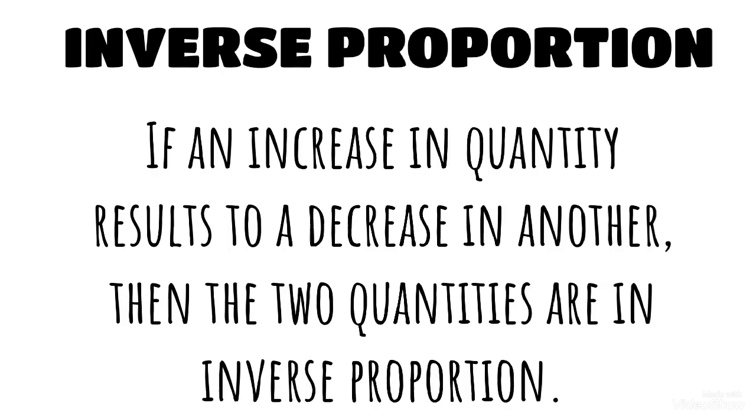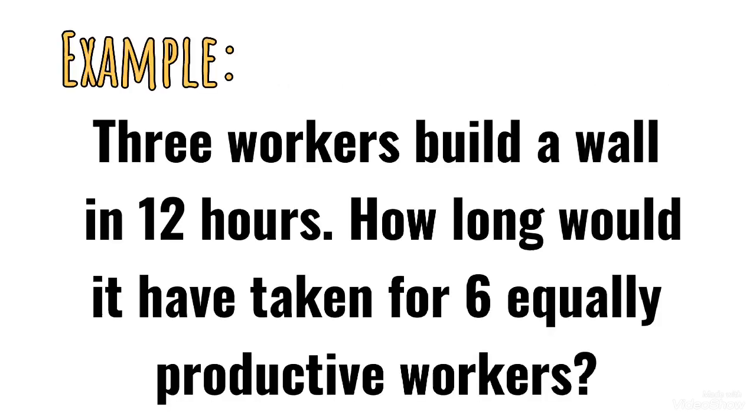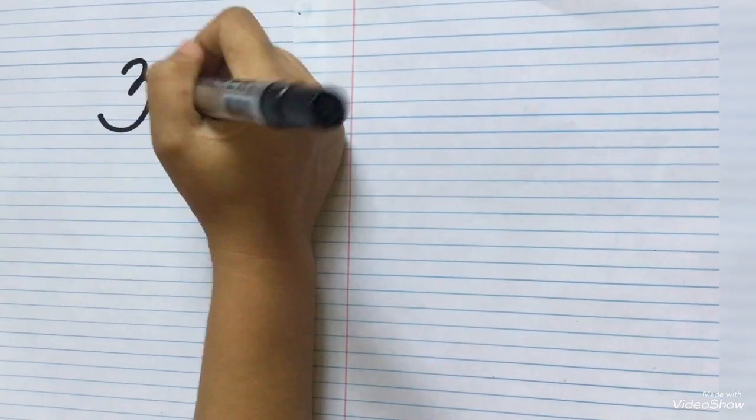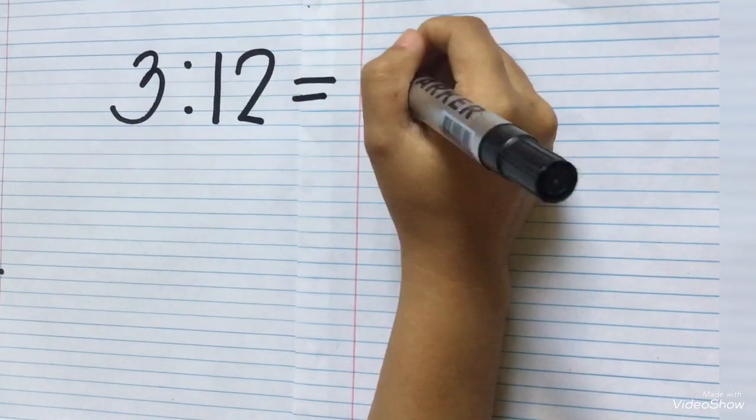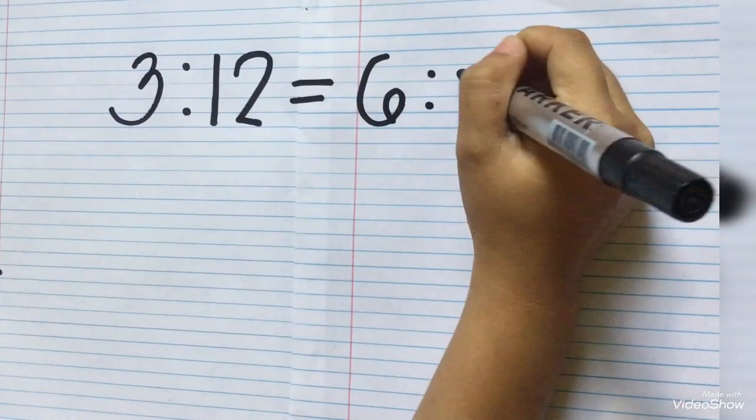Inverse proportion. If an increase in quantity results to a decrease in another, then the two quantities are in inverse proportion. Here's an example. 3 workers build a wall in 12 hours. How long would it have taken for 6 equally productive workers? We have here 3 is to 12 is equal to 6 is to n.